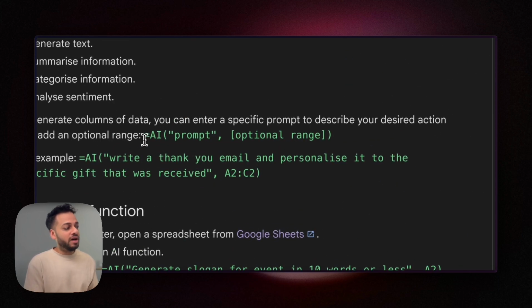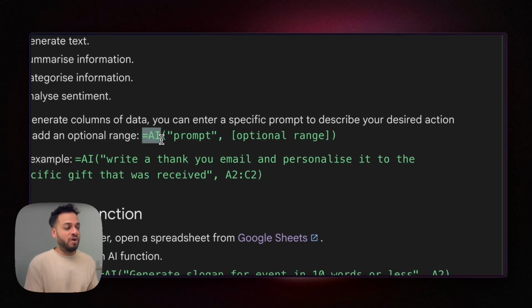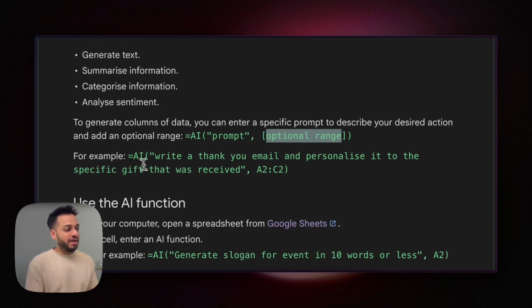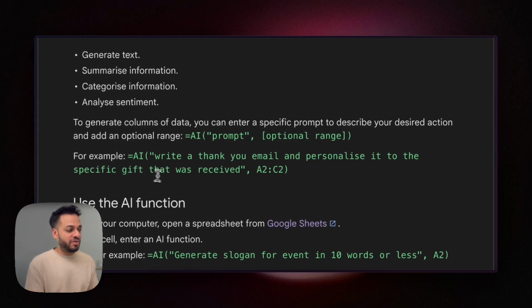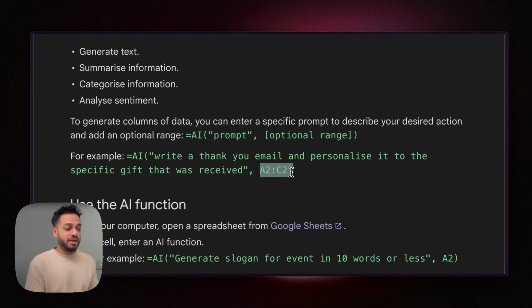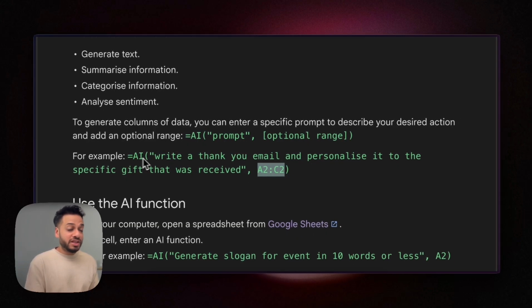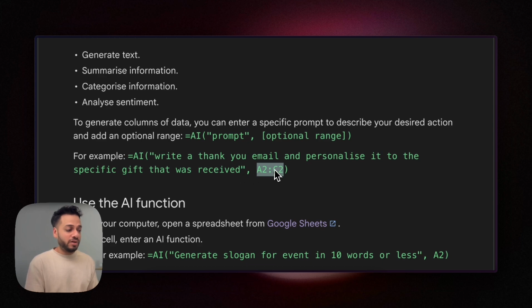This is simply a formula which is equal to AI, which means that you can do whatever AI things you want to do in your spreadsheet by just putting this particular formula, having a prompt and having an optional range for your calculations. For example, you can have AI and this prompt: write a thank you email and personalize it to the special gift that was received, and the data can be in these two columns. The way this will work is Gemini will take up all the data in these two columns and figure out what kind of thank you email would suit every single individual use case in those cells.